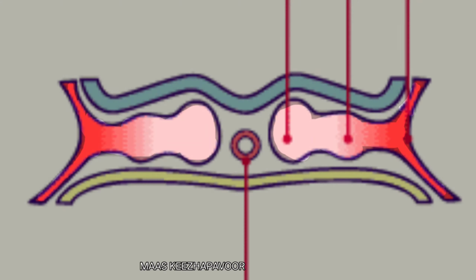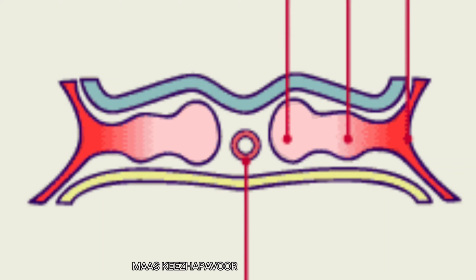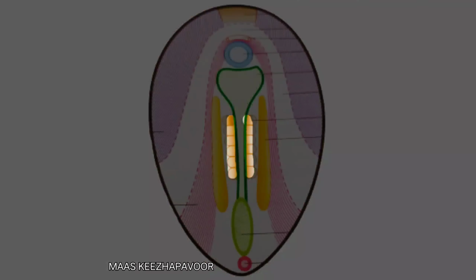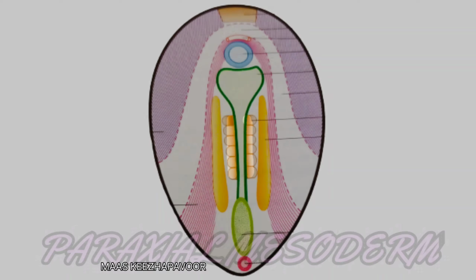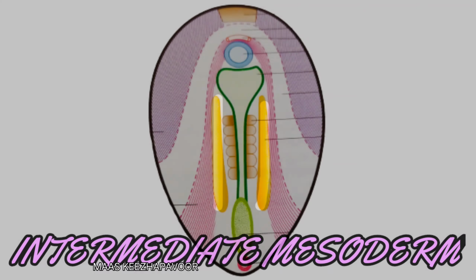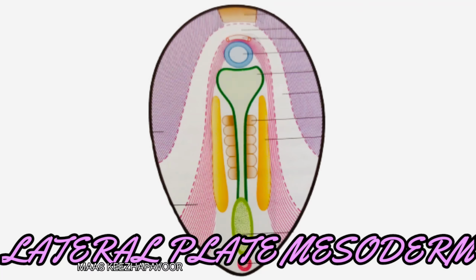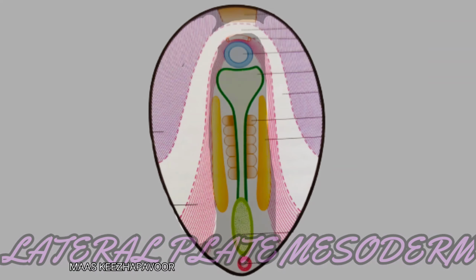The intraembryonic mesoderm is subdivided into three parts from medial to lateral. They are paraxial mesoderm, intermediate mesoderm, lateral plate mesoderm. Let us see one by one in detail.